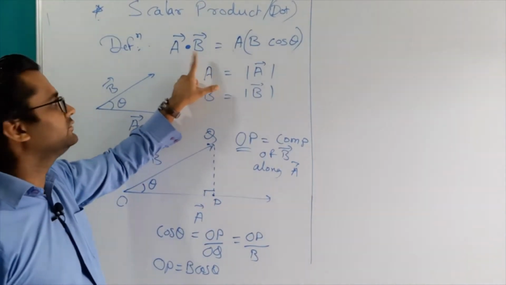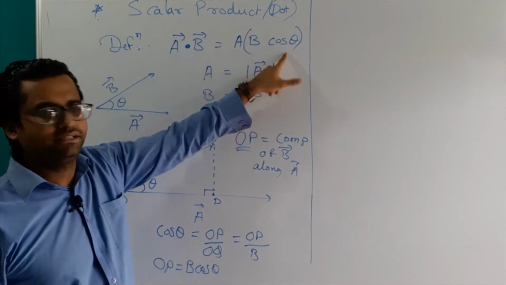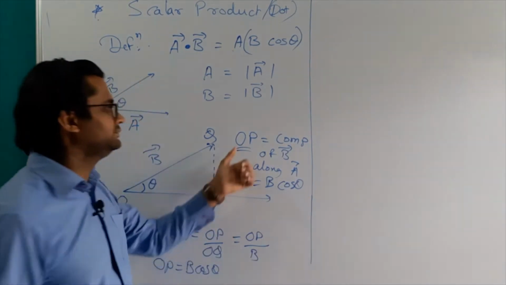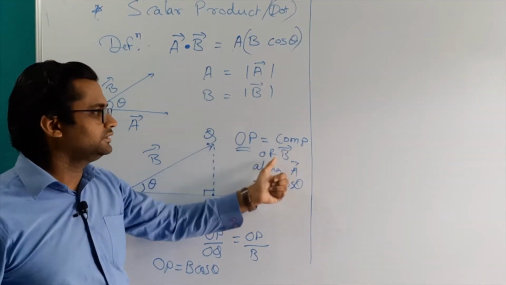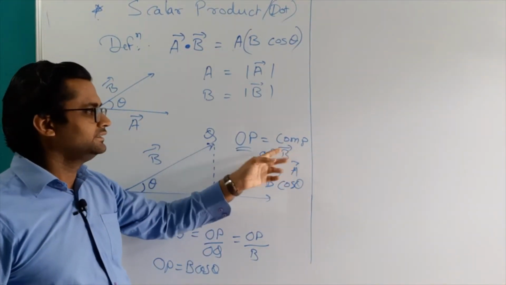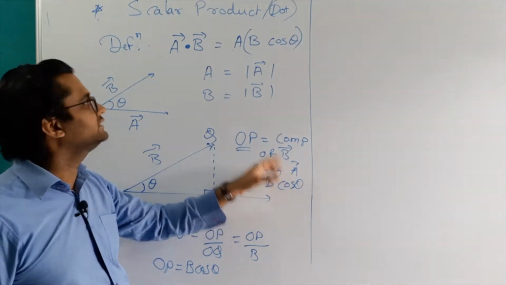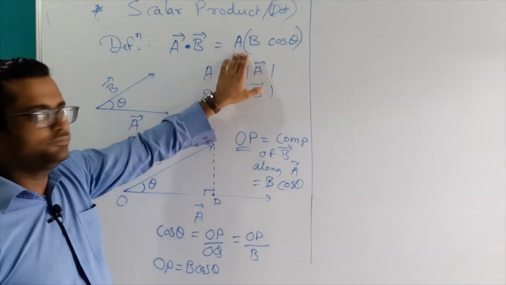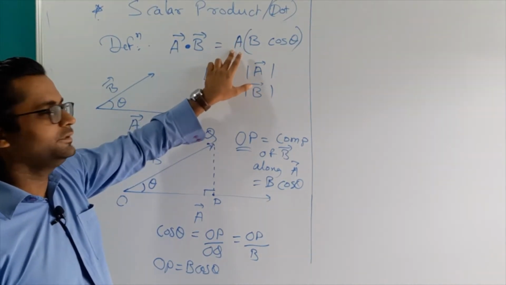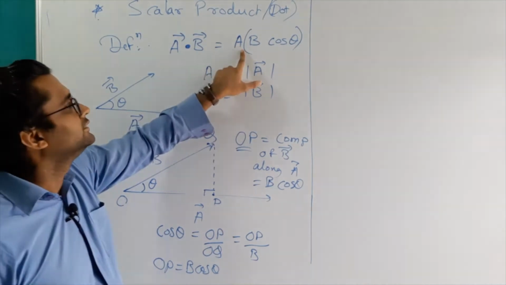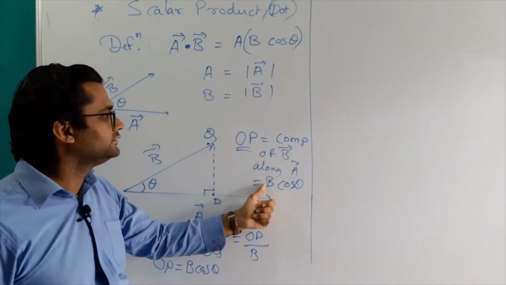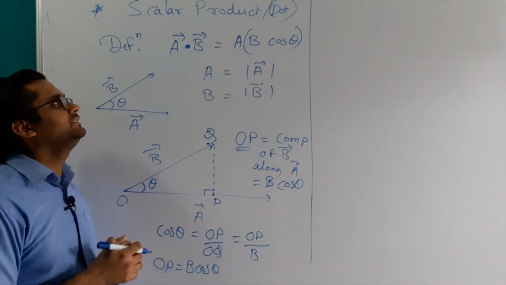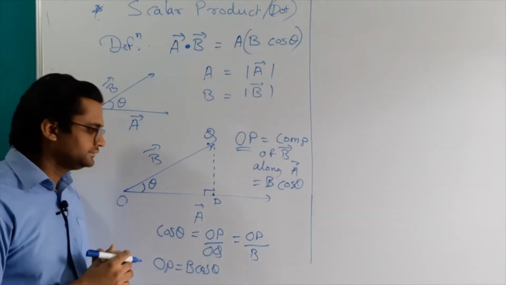What is the dot product of two vectors? It is A into B cos theta. And what is this B cos theta? It is the component of B vector on A vector, or let us say the component of the second vector on the first vector. So the dot product of two vectors is defined as the multiplication of the magnitude of one vector with the component of the second vector along the first vector. So this is how we define the dot product of two vectors.